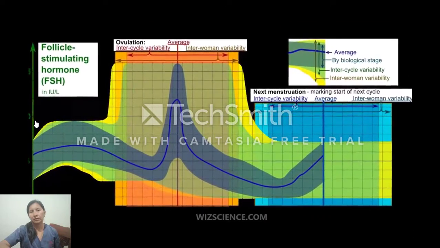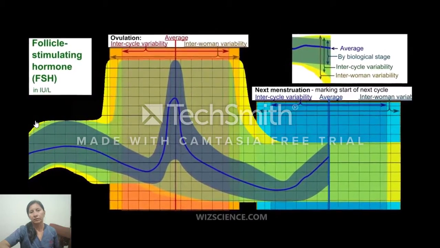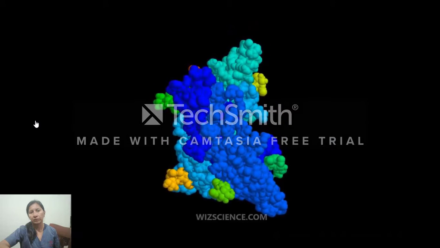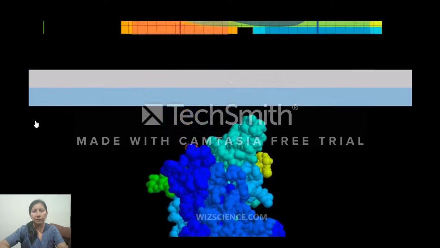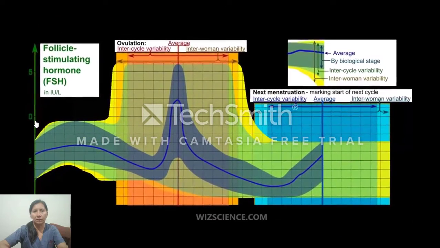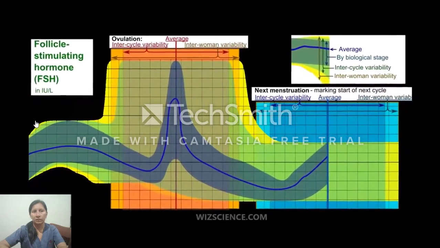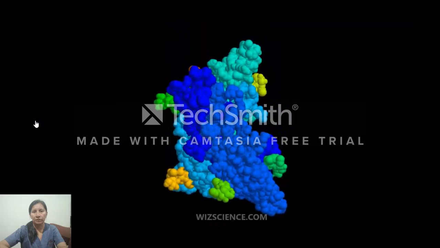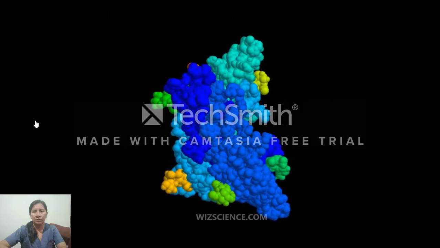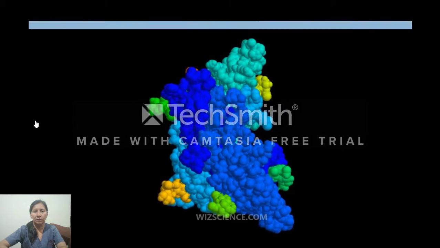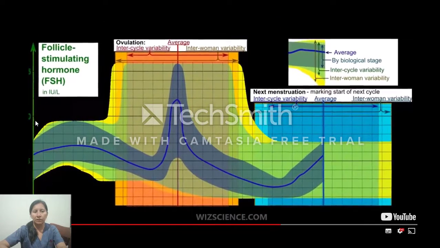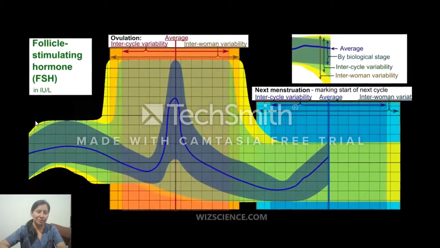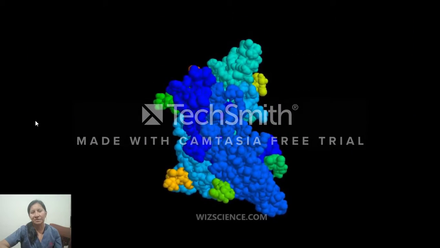FSH has a beta subunit of 111 amino acids, which confers its specific biologic action, and is responsible for interaction with the follicle-stimulating hormone receptor. The sugar portion of the hormone is covalently bonded to asparagine, and is composed of N-acetyl-galactosamine, mannose, N-acetylglucosamine, galactose, and sialic acid, the last one being critical for its biological half-life of 3-4 years.